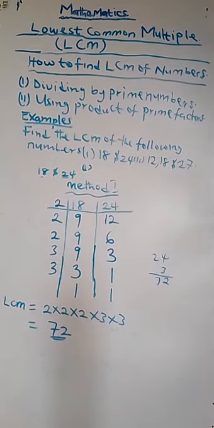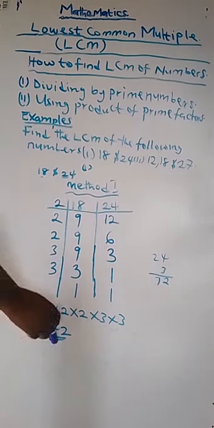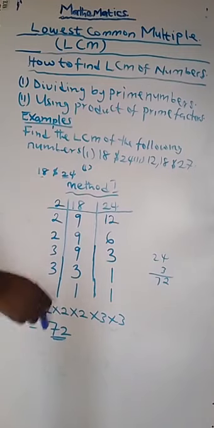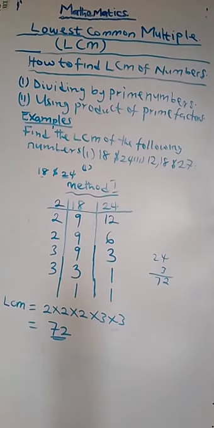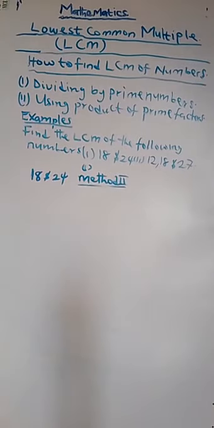If you look at it very well, you can see that 18 can divide 72 4 times, while 24 can divide 72 3 times. So this is correct. That is method 1 for this question. Now let's use method 2 to see if the 72 we got from method 1 is correct.